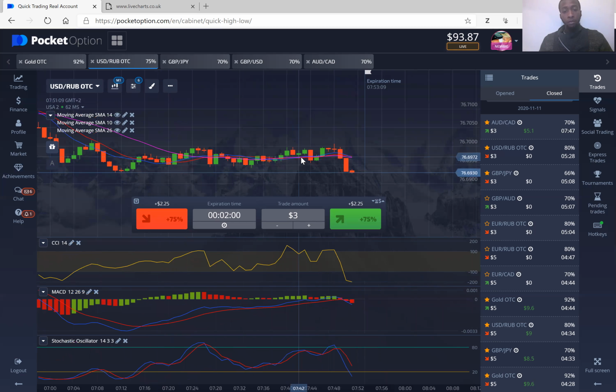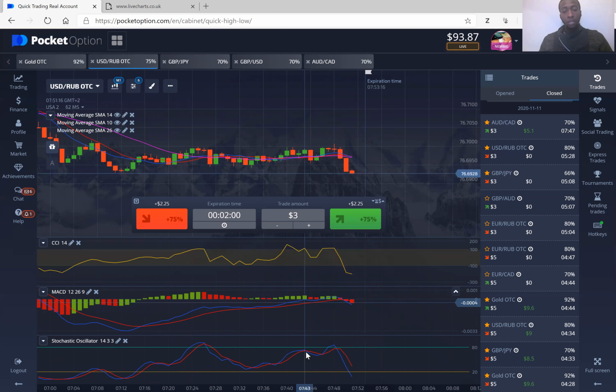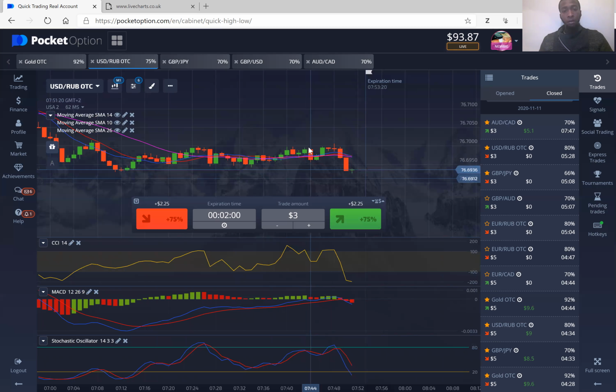Right here, you see how it went down into the CCI, but you didn't get the signal until right here. Saying when you got the signal right here, got in 1, 2. You feel me? It crossed right here, got in at the top of this candle, 1, 2, boom.